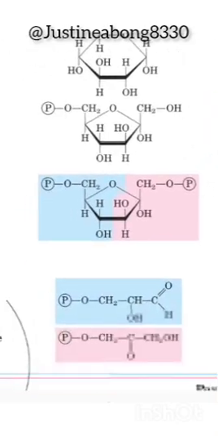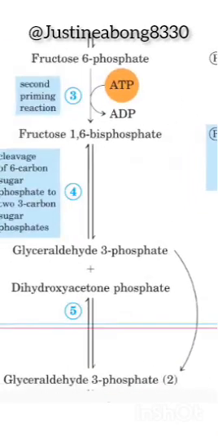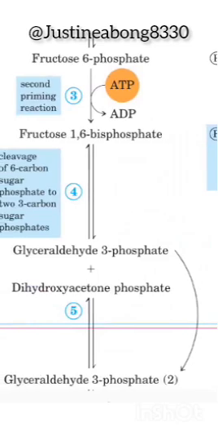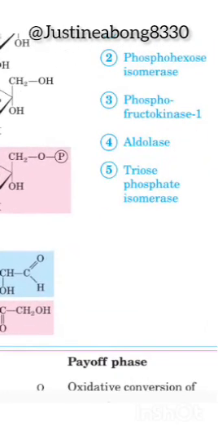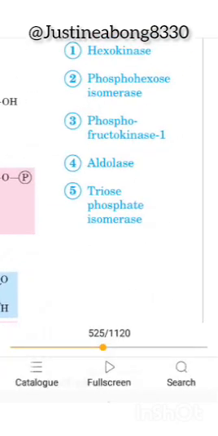Now let's look at the third step, where fructose 6-phosphate is converted to fructose 1,6-bisphosphate. We made mention of an enzyme known as phosphofructokinase 1. That should tell you that we also have phosphofructokinase 2. And phosphofructokinase 2 is composed of two parts, the fructose 2,6-bisphosphatase part and the phosphofructokinase 2 part.